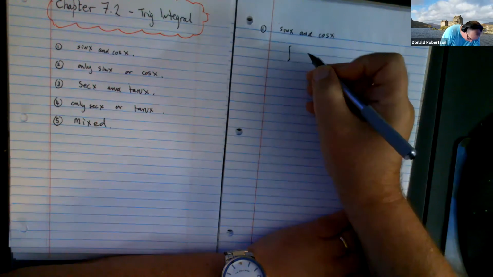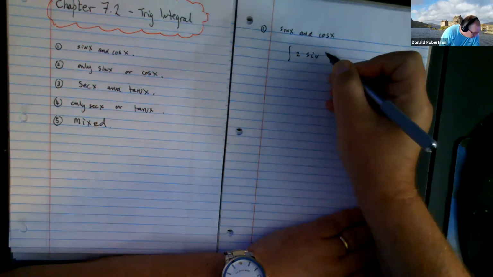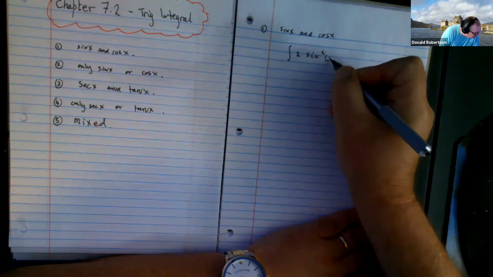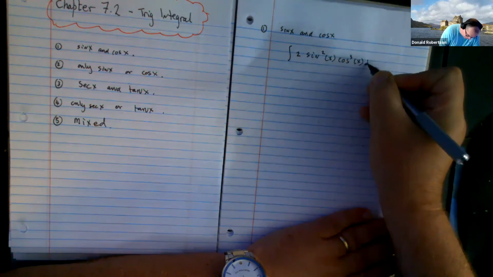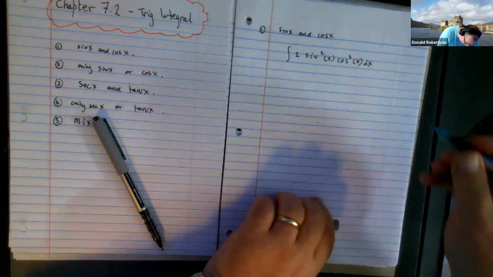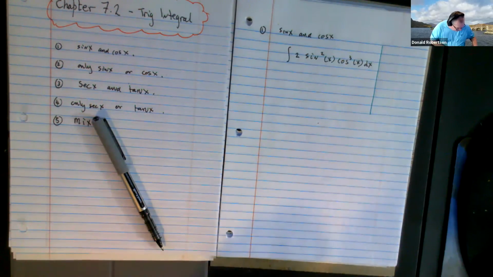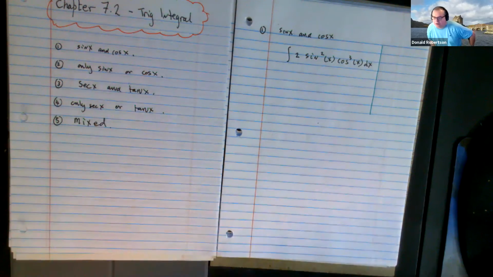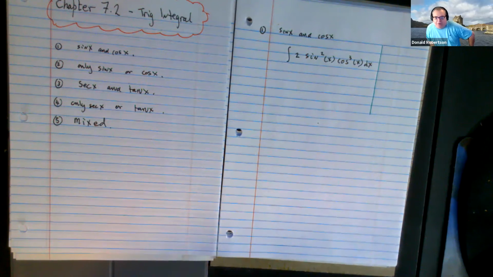Suppose I wanted to do the integral of 2 sine squared x cos cubed x dx. There's essentially going to be three main strategies. The one I'm about to tell you won't cover every possibility, but it will cover a large majority of them. There are going to be three main strategies.